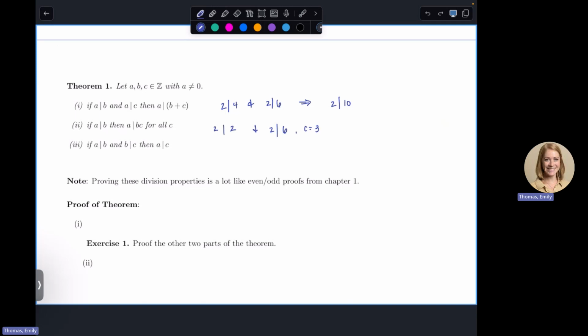If A divides B and B divides C, then A divides C. Okay, we good? 2 divides 4, 4 divides 8, then 2 divides 8. When you give the example, it makes more sense.